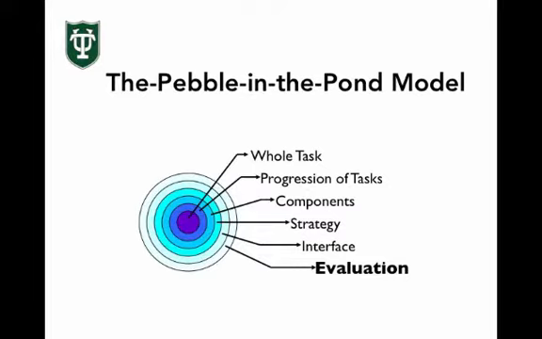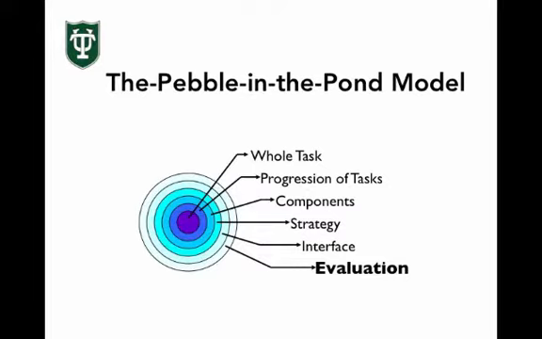Now the second step is building a progression of tasks. So given that by the end of the course they will be able to do this complex task, what could be a progression of tasks from a very simple task, which becomes more and more complex till it gets to the goal task at the end of the semester?